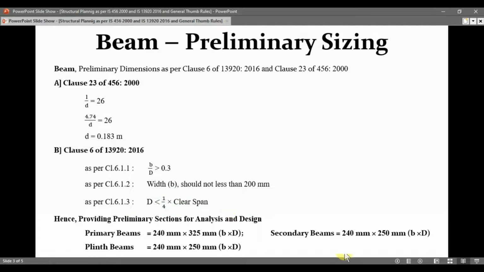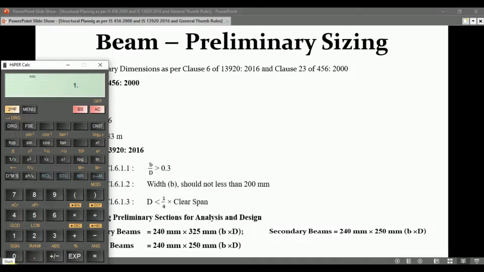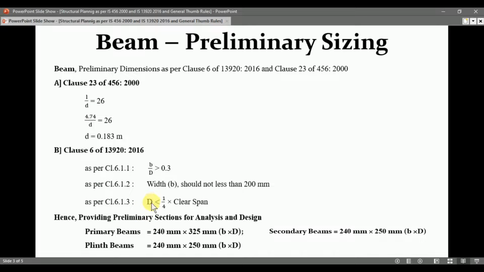So let me open the calculator first and calculate 1/4 of the clear span. 4.74 divided by 4 comes to around 1.18, which is more than the total depth of our beam, so it is satisfied. Here we are providing section sizes that satisfy the above codal provisions. For the primary beams we are providing a 240 by 325 mm beam size, where the width of 240 mm satisfies these codal provisions, and the depth of 325 mm satisfies these codal provisions. Similarly, the secondary beam will be provided as 240 mm by 250 mm, and the plinth beam as 240 mm by 250 mm.